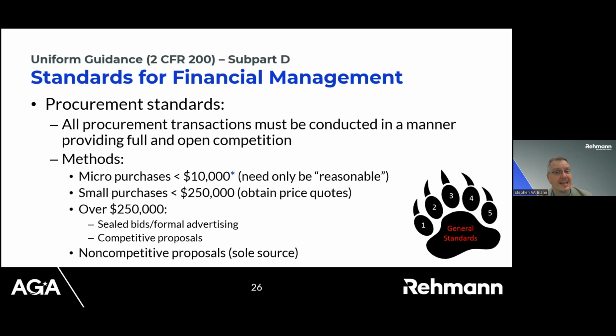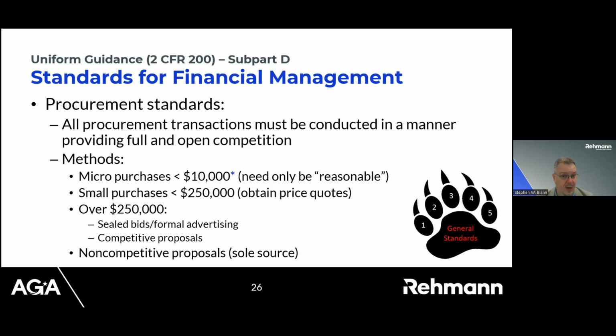But remember, I said you do have to follow your own internal written policies and procedures. And it's possible that you have a policy that says at $5,000, we have to go out and do some comparative shopping. If that's the case, you follow whatever's the more restrictive rule. But the feds say if it's under 10,000, it need only be reasonable.